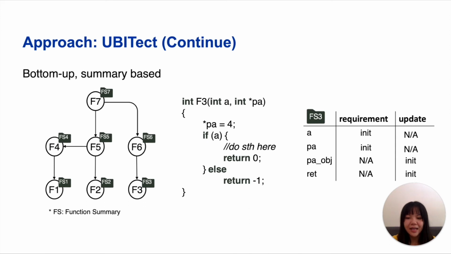When we analyze the upper caller, we will do two things. First, we check if the caller passes us the arguments that fulfill our requirements. If not, we raise a warning. Then we do the update. The caller will refer to the update information and update the qualifier of the corresponding variable.